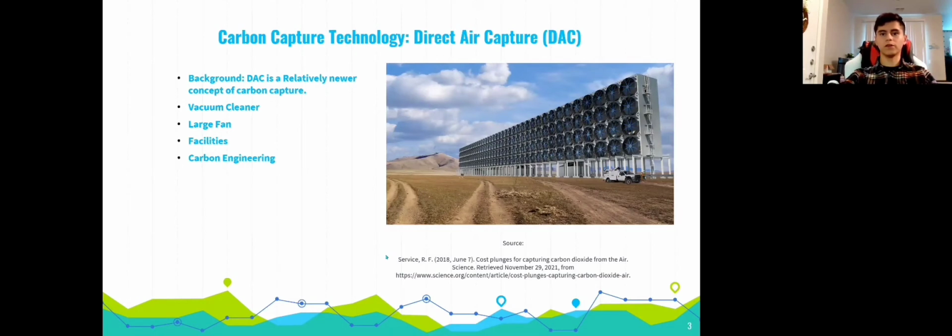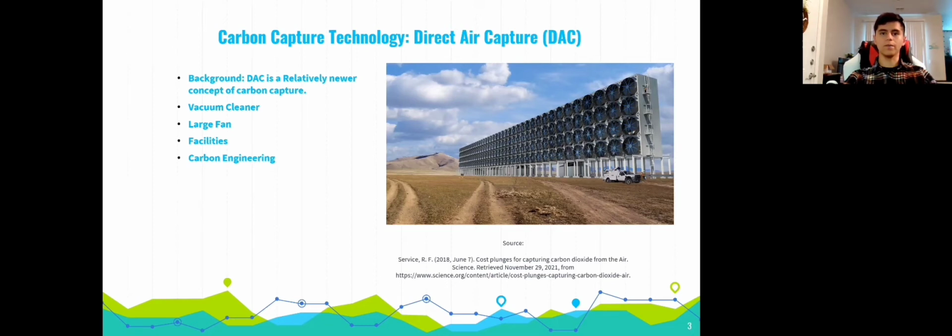Most of the DACs are a large array of fans, as you see in the image, and these fans actually act as a vacuum cleaner that pulls in raw atmospheric air, sends it through a couple of pipes, which eventually come in contact with a potassium hydroxide solution. That solution forces the CO2 particles to bond with it and ejects the rest of the remnants of the air out.